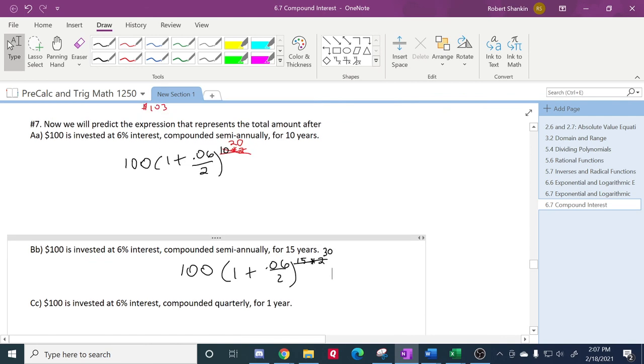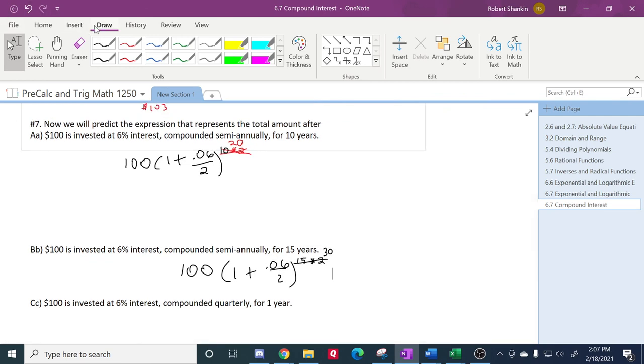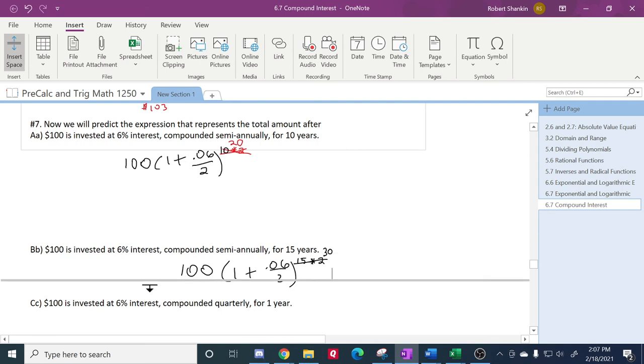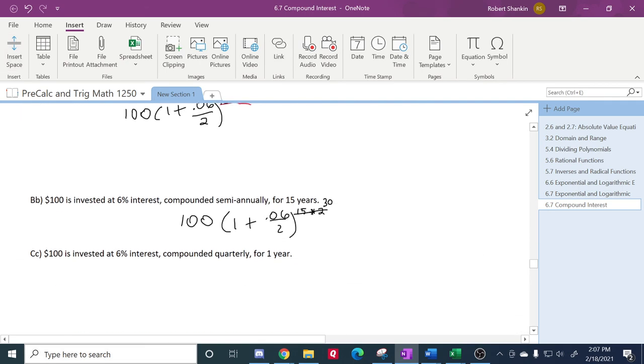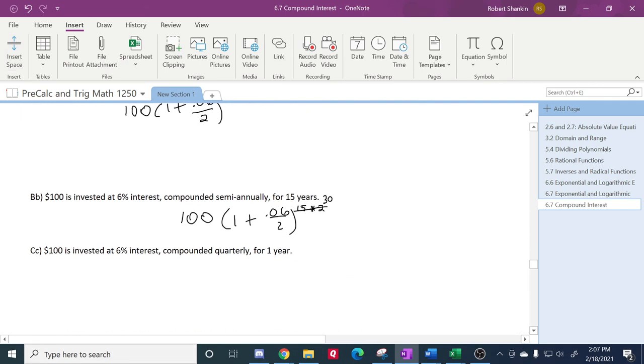Okay? Now it gets more tricky here. And this sees if you're getting the concept behind it. $100 is invested at 6% interest, compounded quarterly for 1 year. Figure out the total you're going to get after 1 year. Write the expression for it. When you get that expression, put it into your group chat, but don't hit enter quite yet.